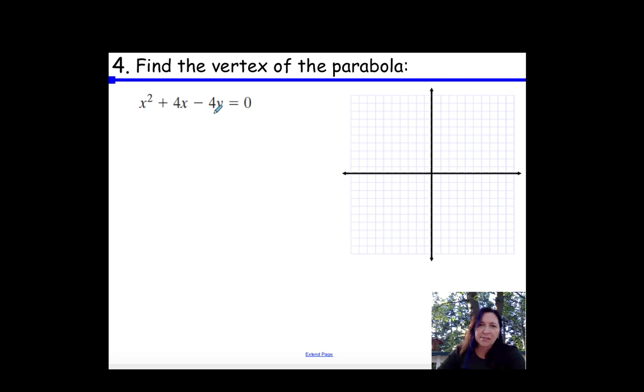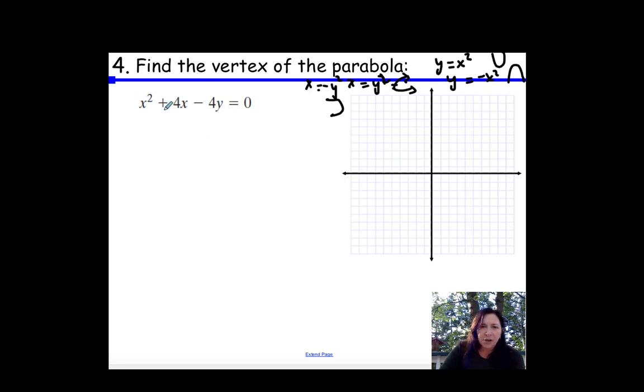The next question says, find the vertex of the parabola. So a couple of things to remember with parabolas. You have either an equation that looks like this, y equals x squared, which is up. You have y equals negative x squared, where your graph is going to go down. You have x equals y squared, where your graph will go sideways. And then you're going to have x equals negative y squared, where your graph will go sideways, but that way. So you need to decide here which graph you're going to get.